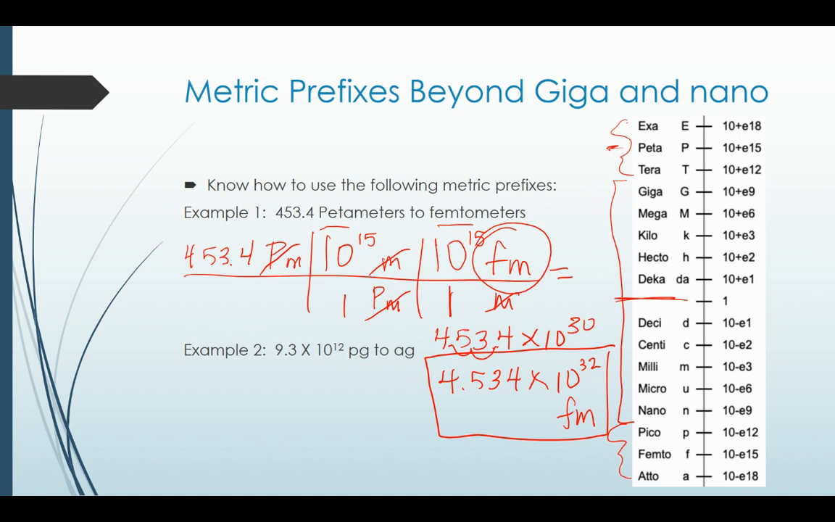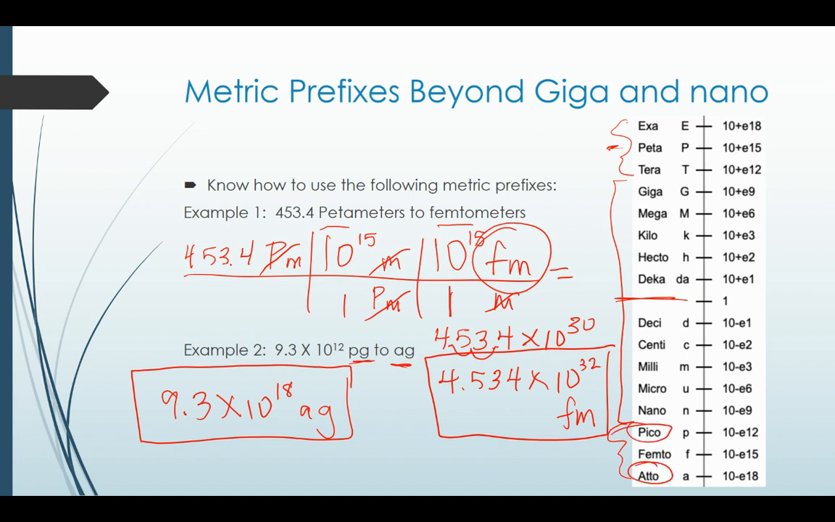You can go ahead and take a second, pause the video, and try example number 2. Once you finish that, you can check your answer, which is 9.3 times 10 to the 18th. I'm not going to write out the bridge for this one. You go ahead and try it. See if you can get that. It's pico. Remember, there's a lowercase p to atto. So we're going from pico to atto on that one. Grams. Okay.